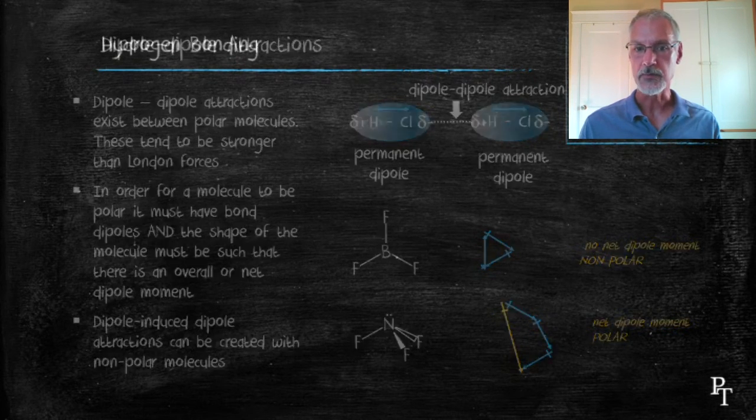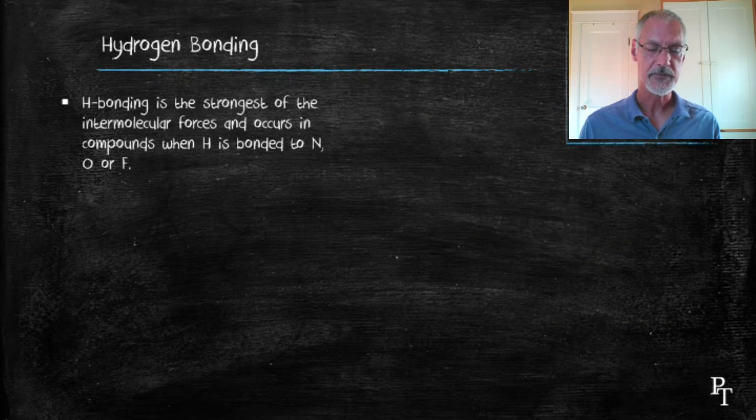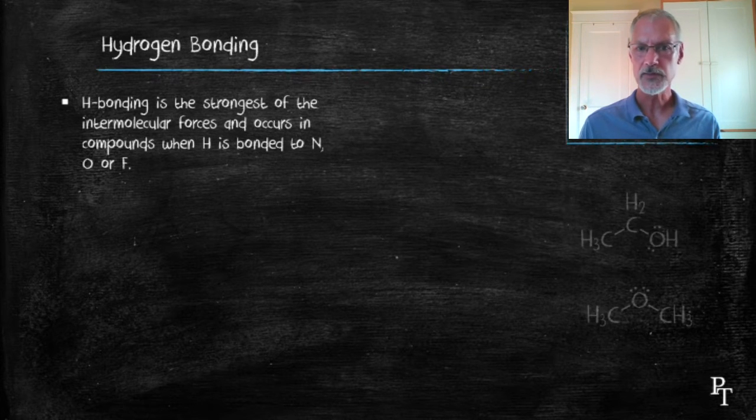Finally, hydrogen bonding, the strongest of our three. This occurs whenever we have hydrogen bonded to nitrogen, oxygen, or fluorine. Consider, if you will, these two molecules at the side. Both of them have oxygen, both of them have hydrogen, but do they both have hydrogen bonding, or are they capable of hydrogen bonding? Remember, the hydrogen must be bonded directly to the oxygen, nitrogen, or fluorine.